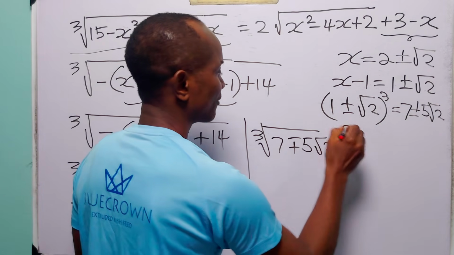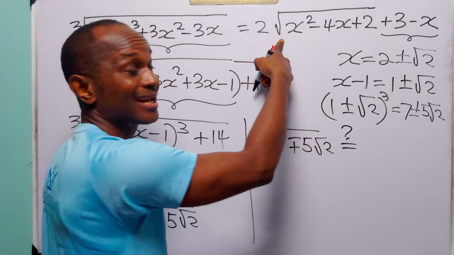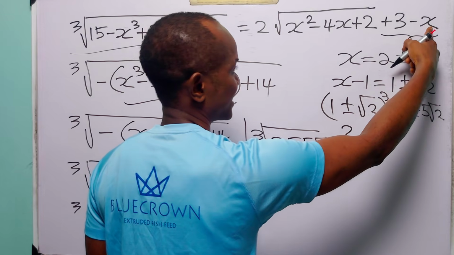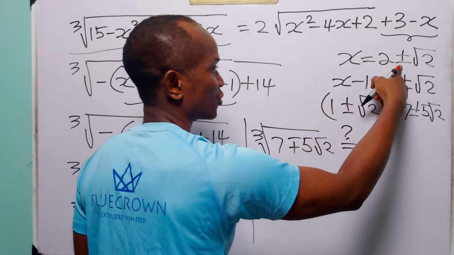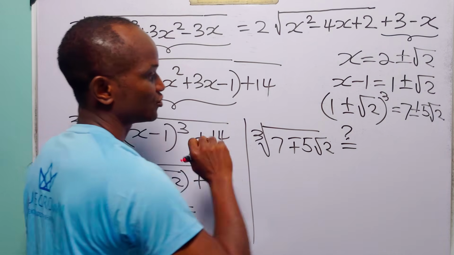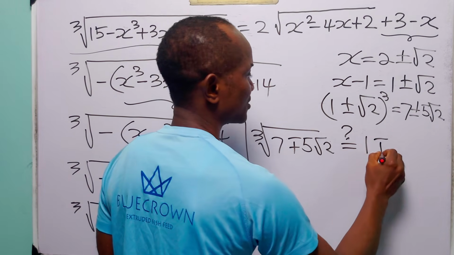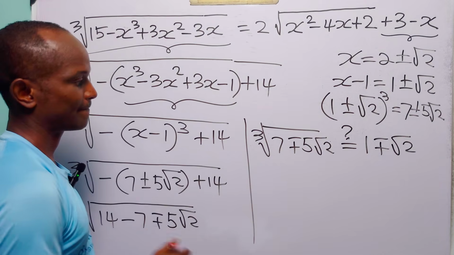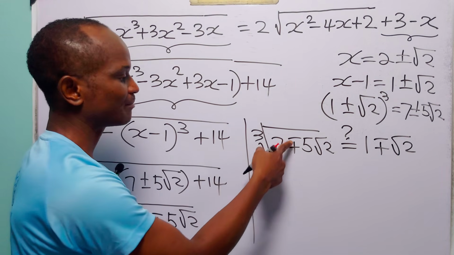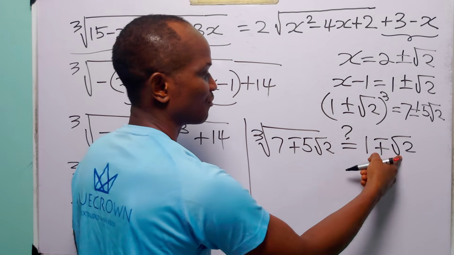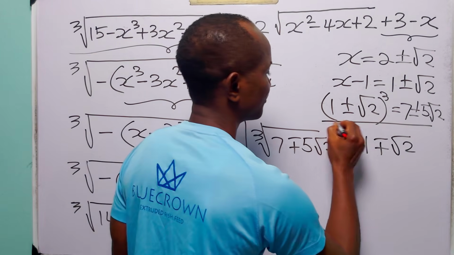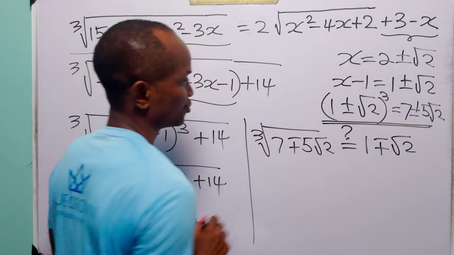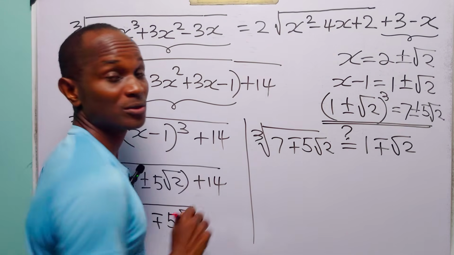Now, is this equal to, of course, you know that 2 times the square root of x squared minus 4x plus 2 is equal to 0. Now we have 3 minus x. Remember that this is x. 3 minus (2 plus or minus root 2) is 1 minus or plus root 2. Now, the question is, is the cube root of 7 minus or plus 5 root 2 equal to 1 minus or plus root 2? And of course, from here, we know that the answer is yes. So when x is equal to 2 plus or minus root 2, the left-hand side of this equation is equal to the right-hand side.